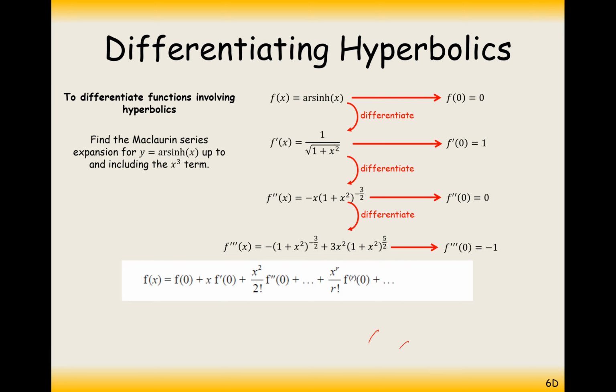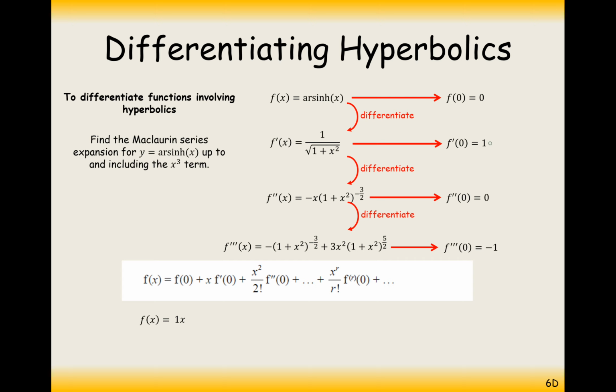Okay, so the final thing we need to do then is plug these coefficients that we've found here into the Maclaurin series expansion. So f of 0 goes first, so it's going to be 1x because f of 0 is 0, so we're not going to have anything there.